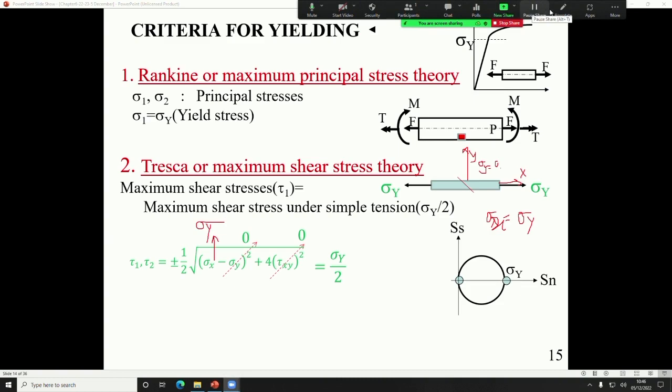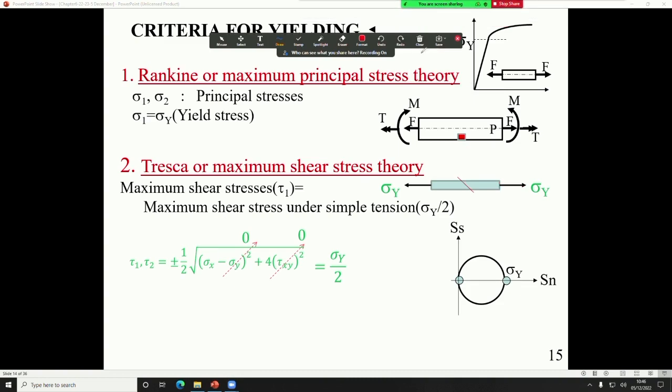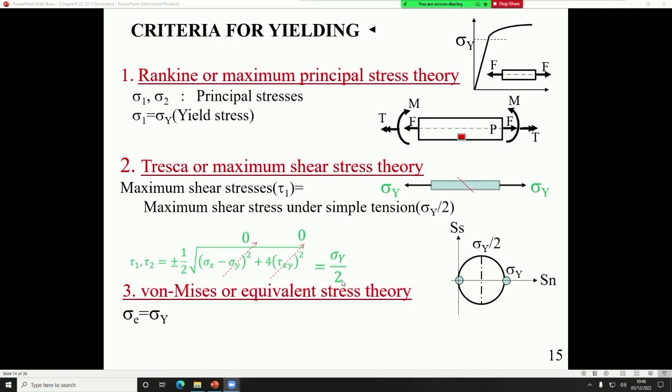And the final one, as I said, these are the most popular ones, the last one is the von Mises or equivalent stress theory. In this theory, we say whenever the distortion energy at a point is equal to the distortion energy for a simple tension, then the material has failed. So don't worry about whatever I said now. Just whenever the equivalent stress, or von Mises stress, which is defined by this equation, is equal to the yield stress of the material, we say the material has failed.